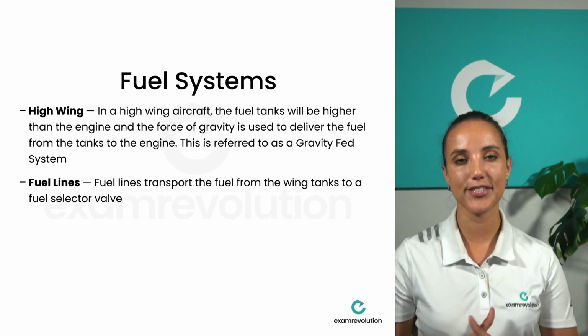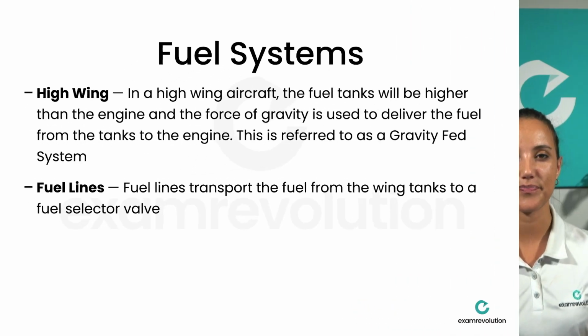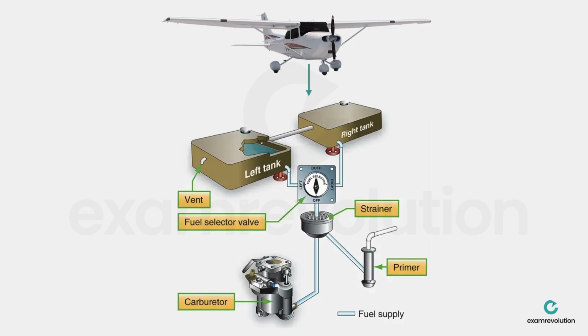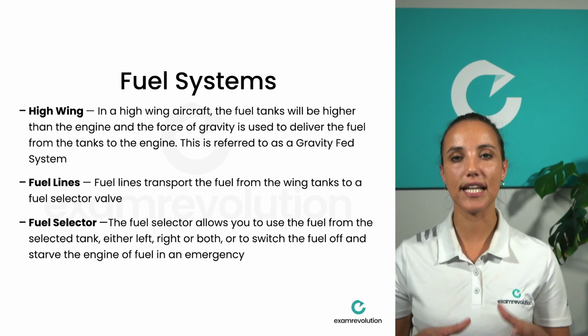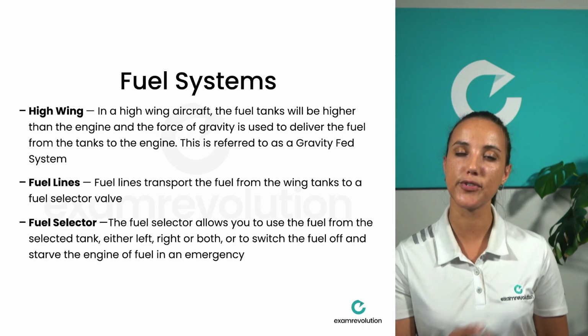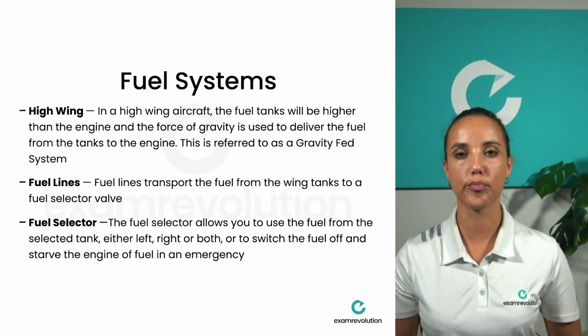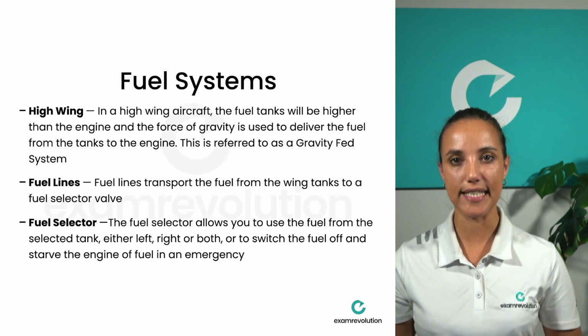Then the fuel lines transport the fuel from the wing tanks to a fuel selector valve. So this is an example of a gravity-fed system, and you can see on the very top are your fuel tanks, and then your fuel lines go from your fuel tanks to a fuel selector valve. The fuel selector valve allows you to use the fuel from the selected tank, so that can either be the left tank, the right, or both, or to switch the fuel off and starve the engine of fuel in an emergency.